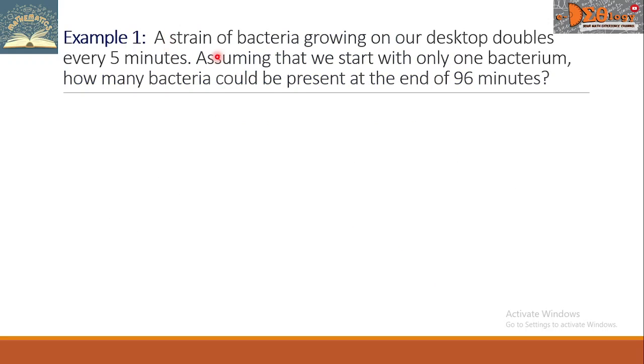Example 1. A strain of bacteria growing on our desktop doubles every 5 minutes. Assuming that we start with only one bacterium, how many bacteria could be present at the end of 96 minutes? Let us write our formula for the law of growth and decay. In this problem, let us regard this as equation number 1. If we analyze our problem here, we can see that at time equals 0, N sub 0 equals 1.